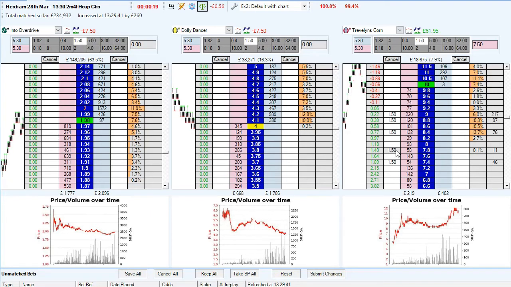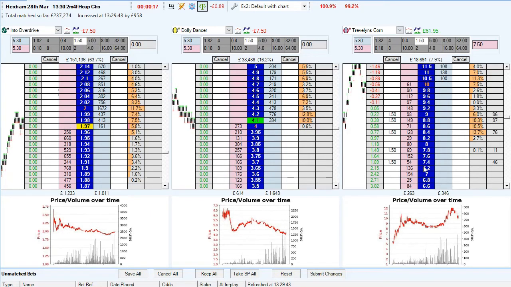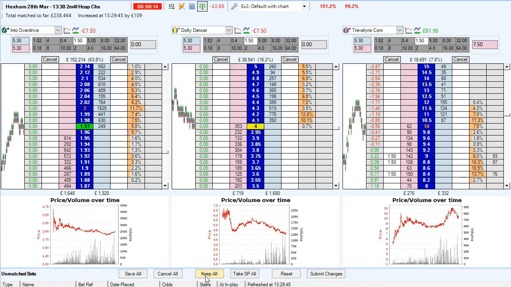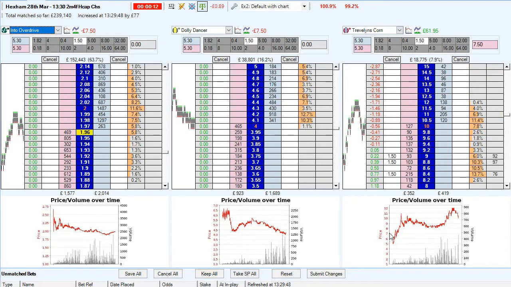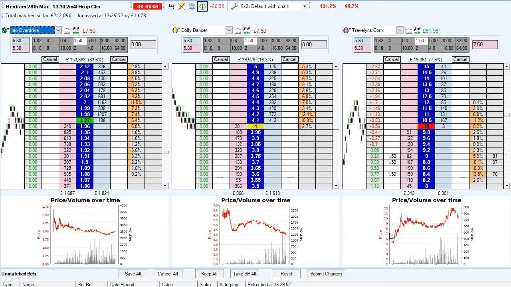I'm going to put one in here as well. Okay, and then we'll see. We'll keep all, and we'll just see what happens now in play. It's unlikely that we're going to get matched before the off, although anything can happen in 10 seconds. And we're just going to wait and see.